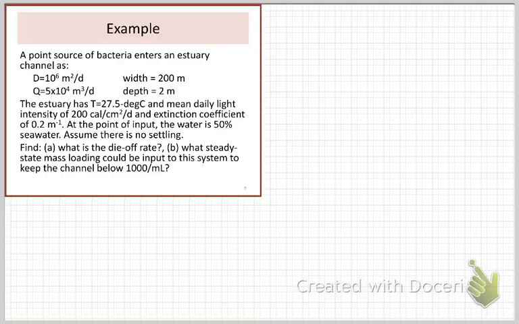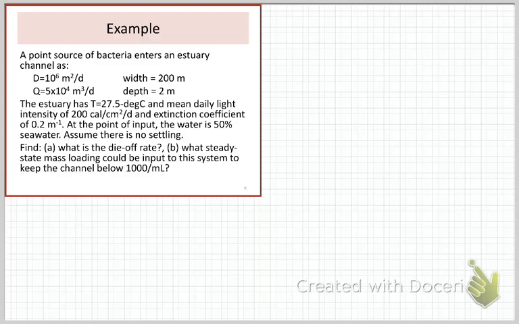I wanted to work through an example with you looking at pathogen transport. The scenario that we're going to consider here is a point source of bacteria entering an estuary. We're given information about the physical characteristics of the estuary, light intensity, light extinction coefficient, and fraction of seawater.